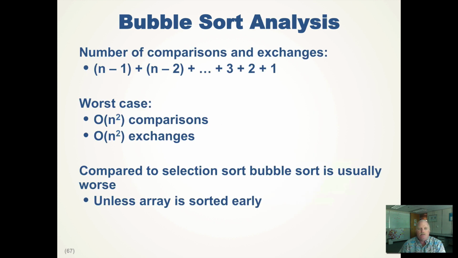So the number of exchanges, again, is the n-1 plus n-2 series, which is n squared comparisons and n squared exchanges if you have to do all the passes. Compared to the selection sort, bubble sort is usually worse because you have more exchanges and more comparisons, unless you happen to be able to get the array sorted without doing all your passes, in which case the bubble sort will stop, whereas the selection sort will continue scanning the rest of the array. It does not have a way of stopping early like bubble sort does.